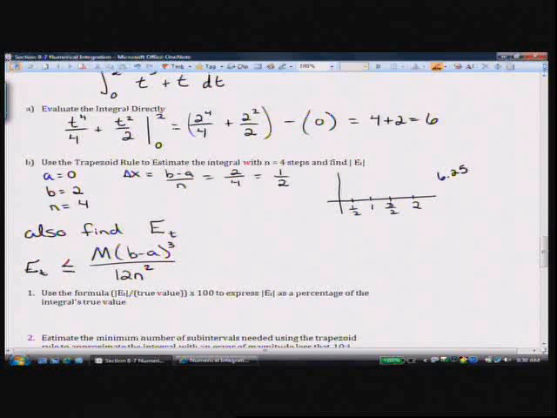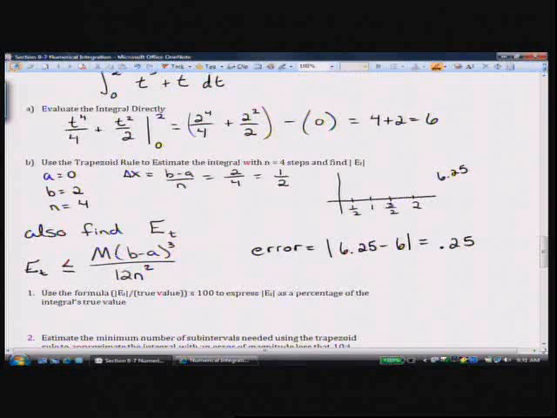We don't actually have to use this formula, though, because we were able to calculate the true value, right? The true value was 6, and the estimated value was 6.25. So we know our error here was just the difference between these two. So the error is the difference between the approximate and the true, which is 0.25.